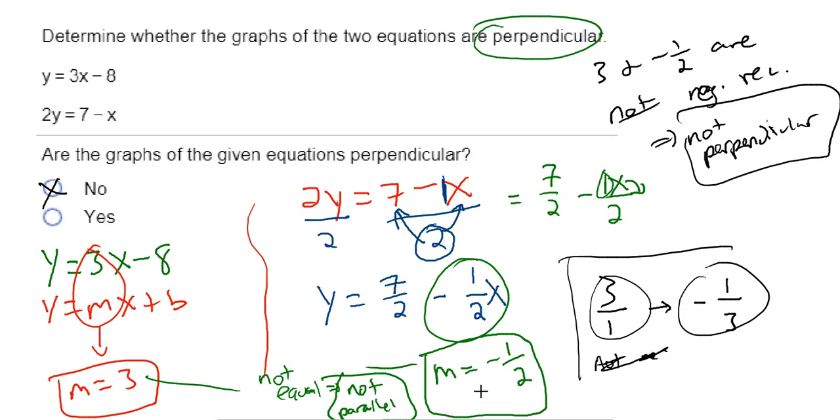All right, so I hope that's clear how you determine if they're perpendicular. There's actually a pretty quick test to determine if they're perpendicular that I didn't mention, but if you multiply them together, it should equal -1. So if I take 3 times negative 1/2, I'll get -3/2, which doesn't equal -1, and so they're not perpendicular. So that's a quicker way to tell. If they're negative reciprocals, when you multiply them together, the answer will always be -1. And if I multiply these two together, I don't get -1. So they're not perpendicular.